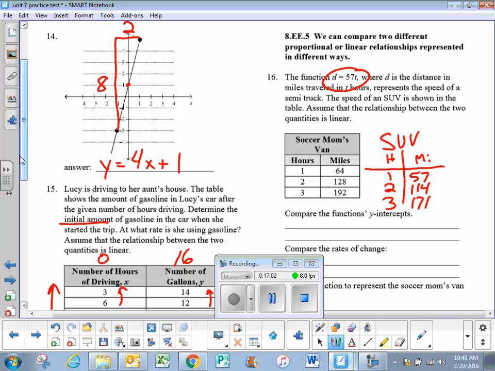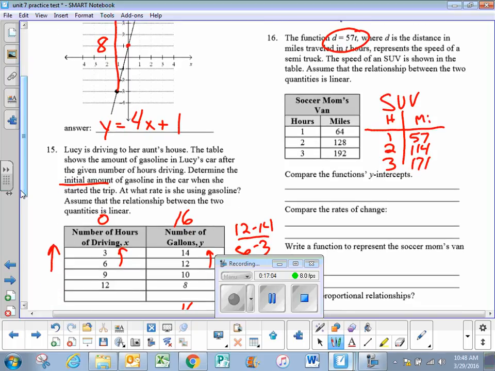Okay. So what are their Y-intercepts? 0, 0. Well, at 0 hours, she's going to go 0 miles. This is kind of common sense, right? And at 0 hours, if you go back in each table, it's going to be 0. So they're both 0. That'd be worth a point.